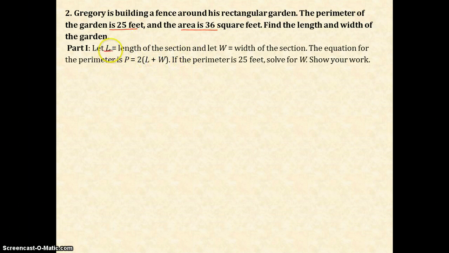So L is going to be the length and W is going to be the width, and the equation for the perimeter is P equals 2 times L plus W. The perimeter is 25 feet, so that means that 25 is 2 times L plus W.